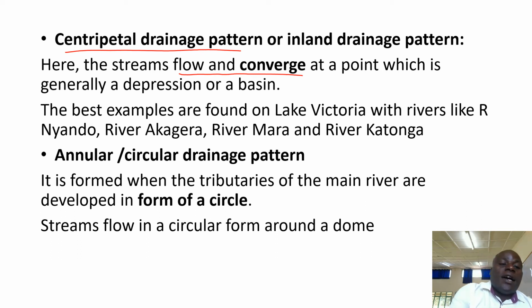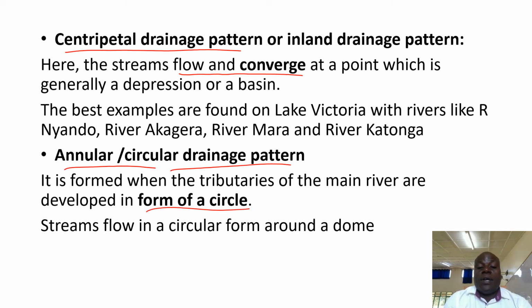Then we have annular or circular drainage pattern. This is formed when tributaries of the main river are developed in form of a circle. That's why we use the word circular. Streams flow in a circular form around a dome. A dome is a round-shaped hill, and rivers flow as if they are rotating around this dome.